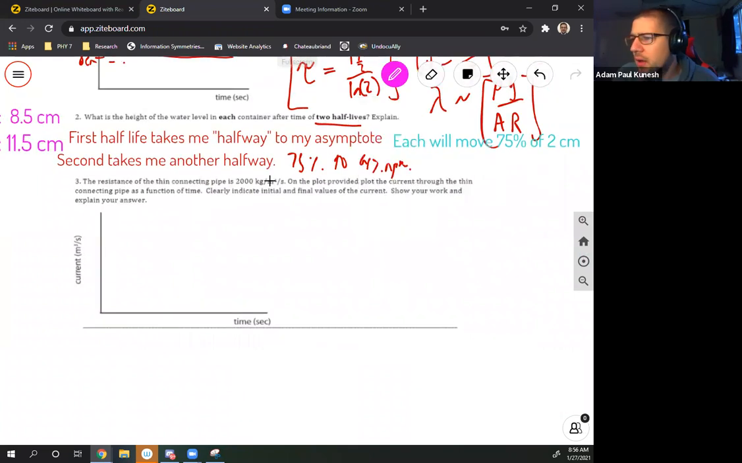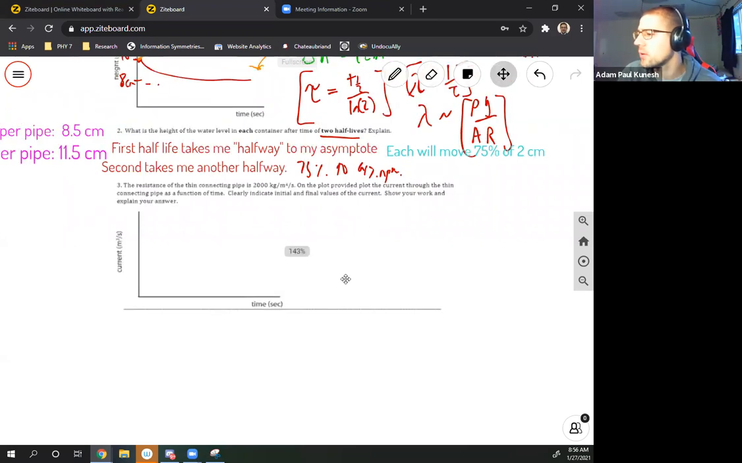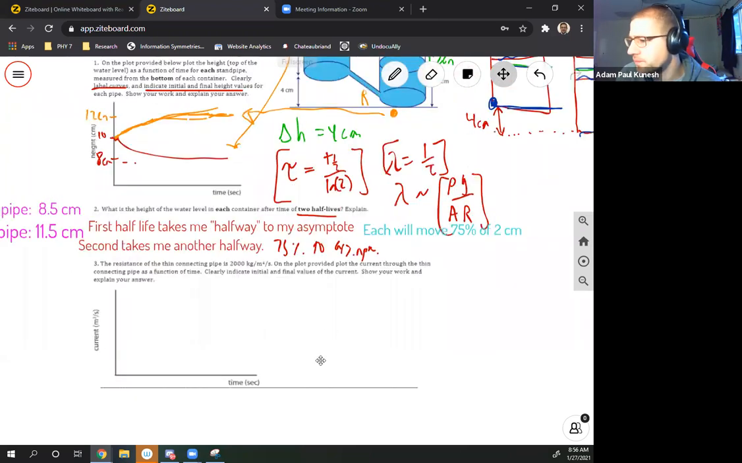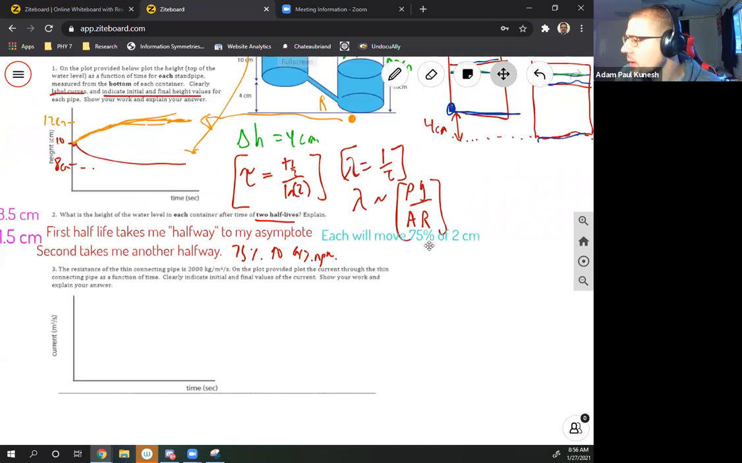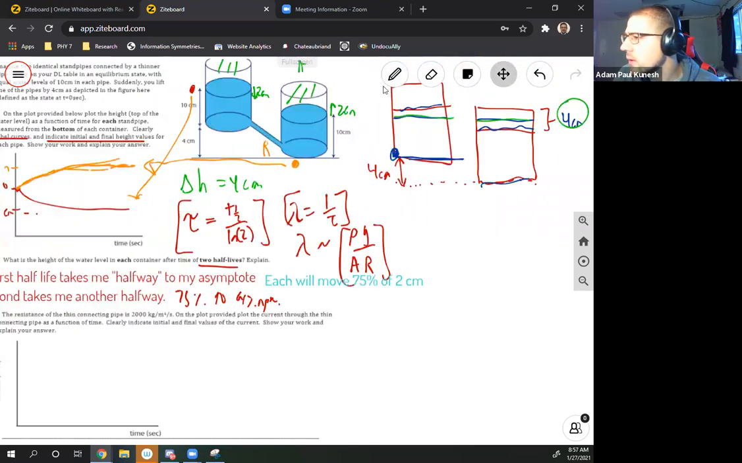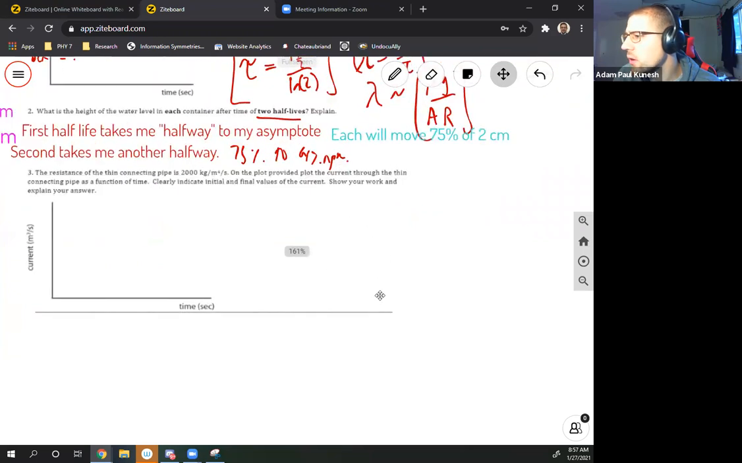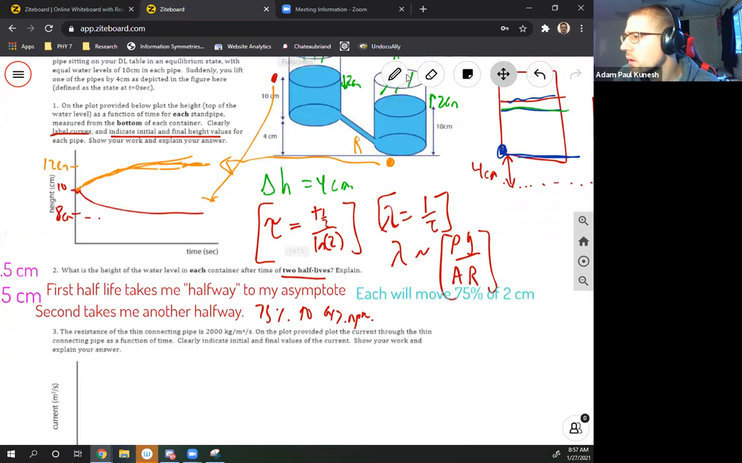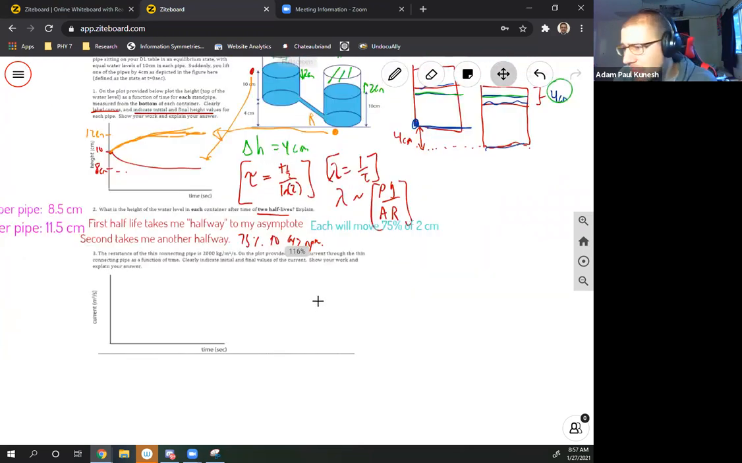Okay. The resistance of the thin connecting pipe is 2,000 kilogram per cubic meter second. On the plot provided, plot the current through the thin connecting pipe as a function of time. Clearly indicate the initial and final values of the current. Show your work and explain your answer. Let's do this. Okay, so what is current? Current is the rate of change in volume per time.